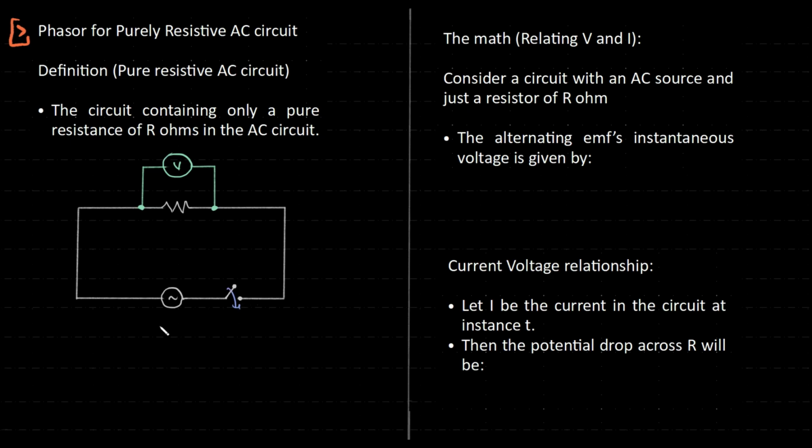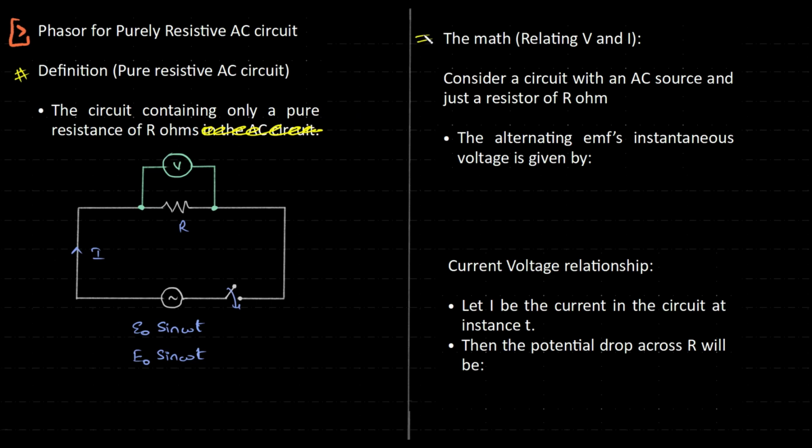So when we switch it on, the instantaneous voltage is given by E naught sine omega t. And your current will be, say, I, which is given by I naught sine omega t, and say this resistance is R. So this is said to be purely resistive. A circuit containing only a pure resistance of R ohms is an AC purely resistive circuit actually. This definition is wrong. This is a definition for a purely resistive AC circuit.